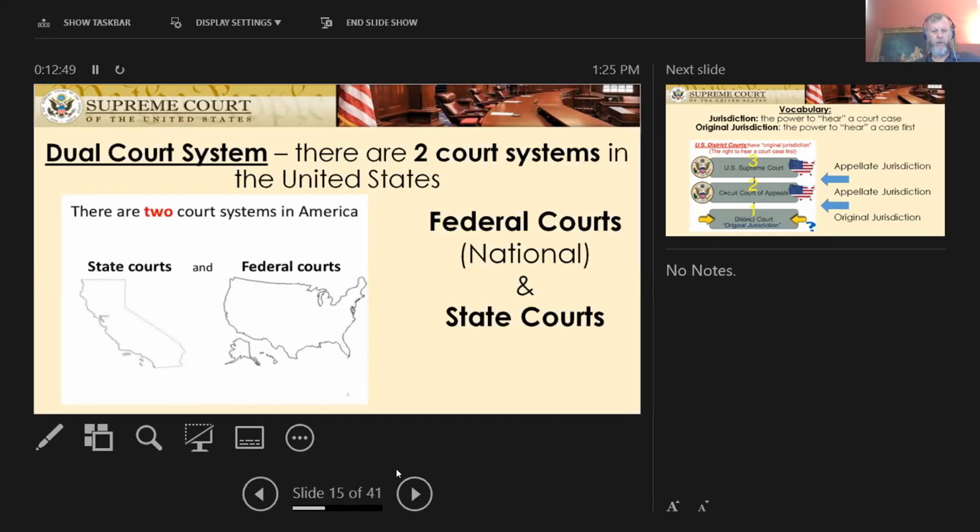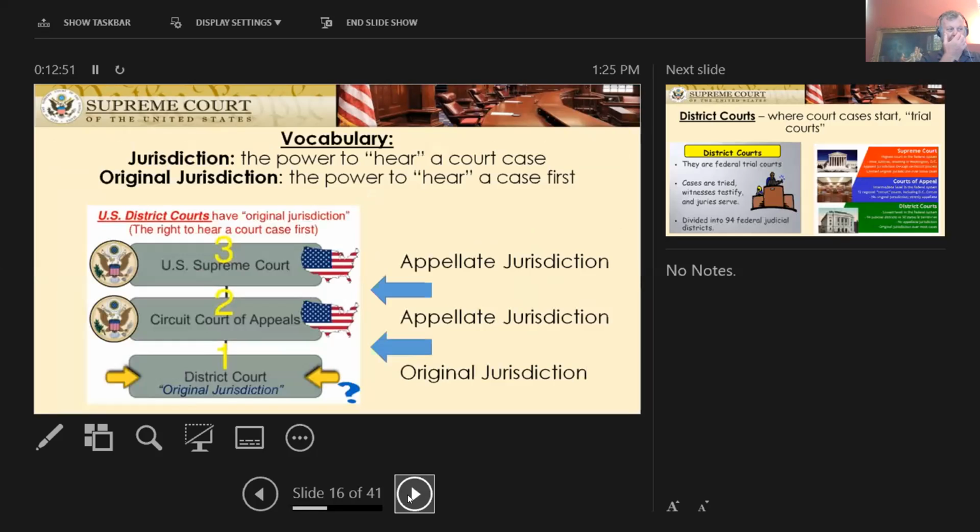So let's move on to the next one. And we can see one of the terms we're going to learn, which is the term of jurisdiction. Now, we talked about our district courts, the one in Lee County. That is the lowest level of the court system, and that is a trial court. And they have what is called original jurisdiction. So let's explain what jurisdiction means.